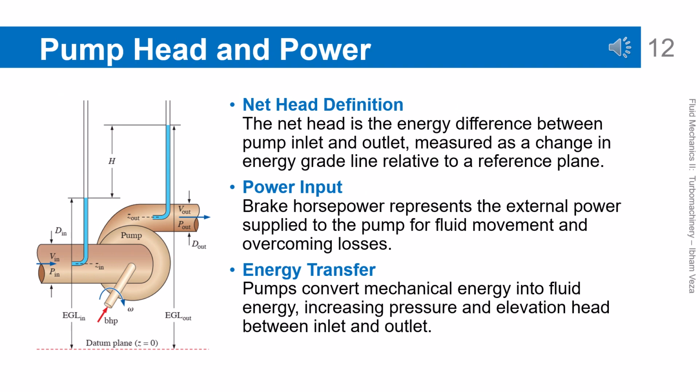Pump head and power. The pump head is defined as the energy difference between the pump inlet and outlet. This head is usually represented as a change in the energy grade line relative to a reference plane. The input power to the pump is expressed as brake horsepower, supplied by the motor or driver. The pump converts this mechanical energy into fluid energy in the form of increased pressure and elevation. This concept becomes the basis for calculating power requirements and pump performance.